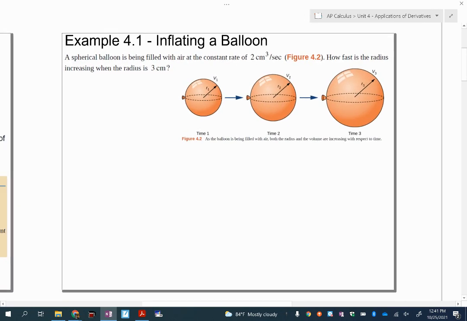Okay, so this first problem is talking about a balloon, which is a sphere, being filled with air at the constant rate of 2 cubic centimeters per second. We want to find out how fast is the radius increasing when the radius is 3 centimeters. So it gives you a little figure here.